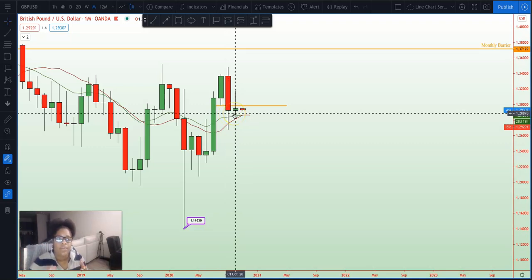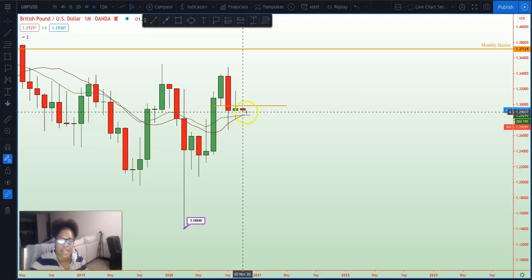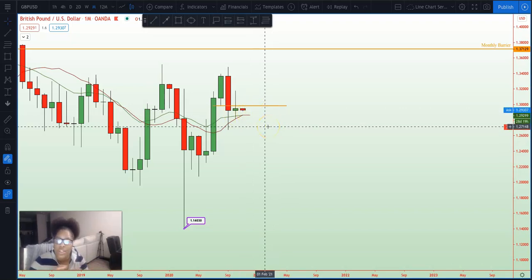And I see that for the month of October, we closed as a doji candle, right? You can say it's an inverted hammer, you can say it's a doji, it's whatever you say this candle is, but for me, I see it as a doji. So I'm going to be looking to see if price is going to stay higher or lower.